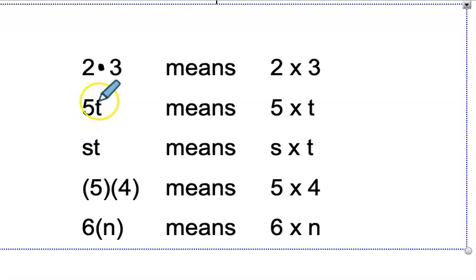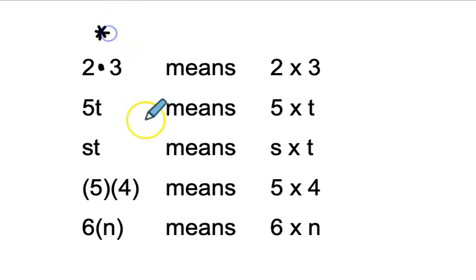If I have a number next to a variable, that also means 5 times t. 2 letters next to each other will mean s times t. Parentheses also means multiply, and if I have one outside parentheses and one inside, it also means multiply. So any of these symbols, and sometimes even on the computer, since it's kind of hard to make the dot, you might see this symbol as well, the asterisk, that also means multiply.